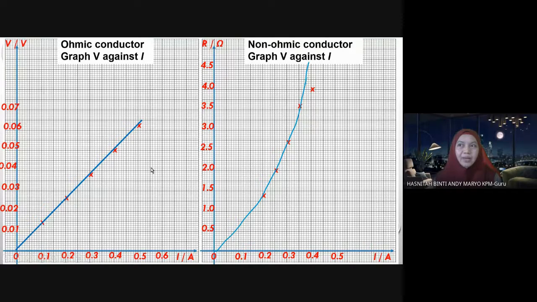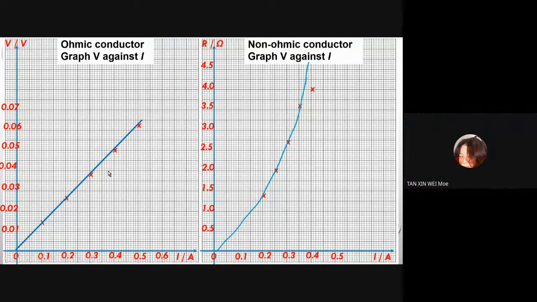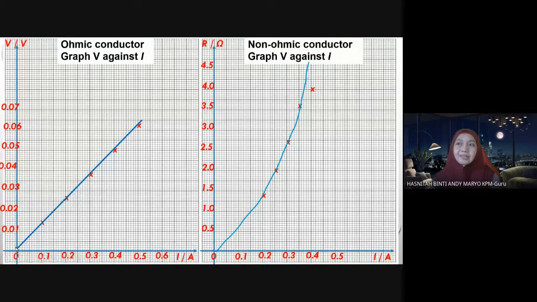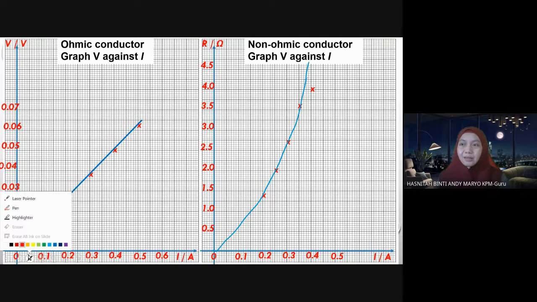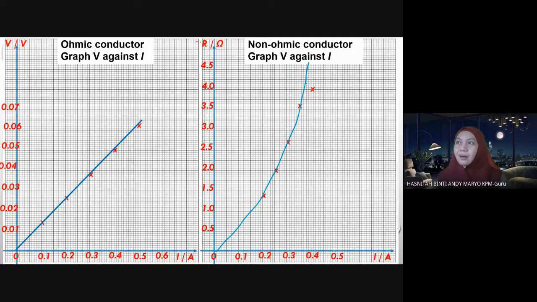Okay, so for this one, it is a straight line starting from the origin. So we can say V is directly proportional to I. But for this one, non-ohmic conductor, can we say V is directly proportional to I? Sorry, above here is V and not R. Here, can we say it is directly proportional? Cannot. This one, the label is wrong, it is supposed to be V, not R. Cannot, because it is a curved graph.